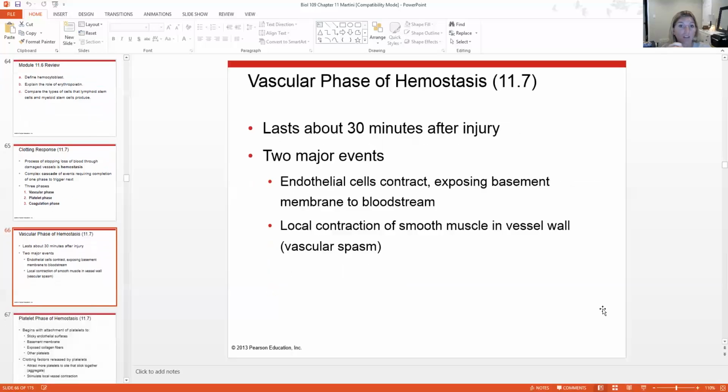Let's talk about the vascular phase. This is about 30 minutes after the injury. There are 2 major events that occur. First, your endothelial cells, or your kind of lining cells, contract and reveal the basement membrane. And then the smooth muscle is going to contract also in something called a vascular spasm. So in other words, everything's opening up after the injury happens.